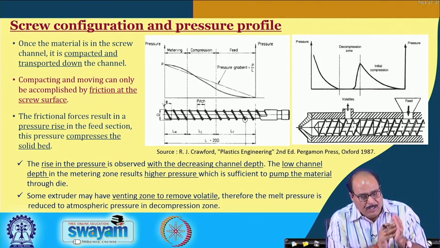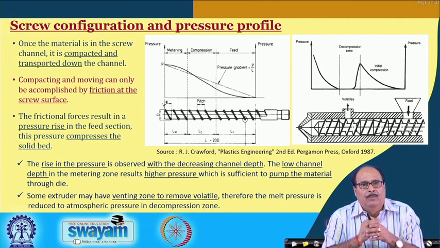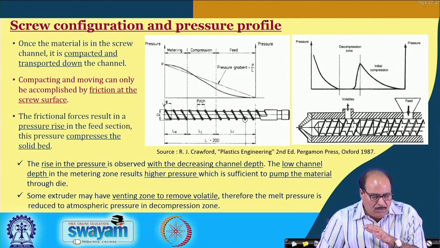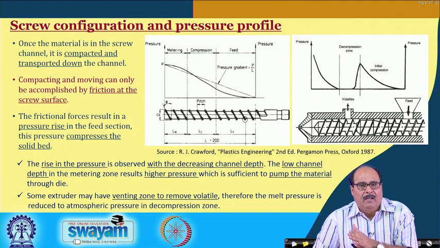Some extruders may even have a venting zone, and these venting zones are provided to remove the volatile materials etcetera from the extruder. Therefore, the melt pressure is reduced to atmospheric pressure in the decompression zone.